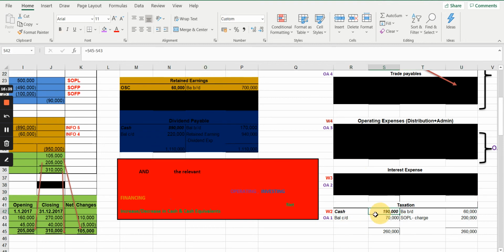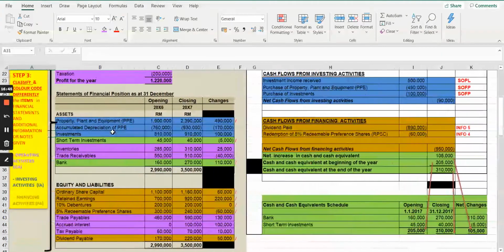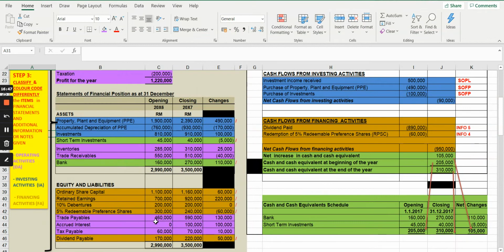Next one is for the interest. We're going to do the same thing, which is to find out what our interest payable is. Earlier we have already checked this, right? For our tax, we put the balances just now and we got our taxation paid. Now we're going to do it for our interest.